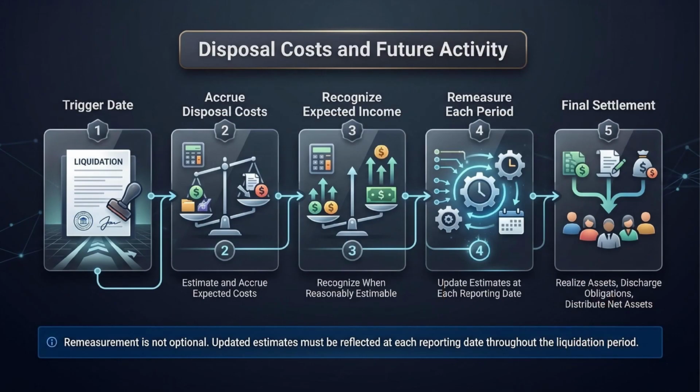Liquidation reporting also includes expected disposal costs and future activity. Once liquidation becomes imminent, expected costs to sell assets, wind down contracts, terminate arrangements, and complete the process must be considered when they can be reasonably estimated. Expected income or cost through the liquidation period may also be recognized when there is a reasonable basis. And very importantly, these estimates are not frozen forever. Each reporting date requires remeasurement. Liquidation accounting is not a one-time guess. It is updated as the wind down facts develop.